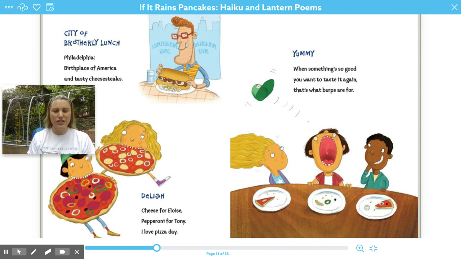Delish. Cheese for Eloise, pepperoni for Tony. I love pizza day. I also love pizza day. Yummy. When something's so good, you want to taste it again. That's what burps are for? That poem is pretty silly.